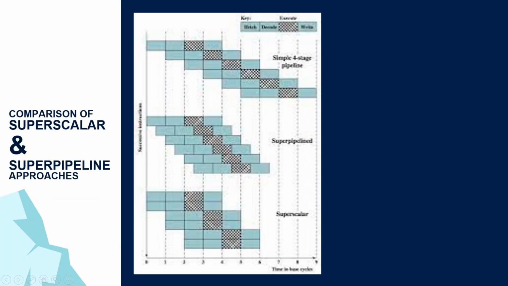Now we will discuss the comparison of superscalar and super pipelined approaches. As we see in the diagram, the first stage is superscalar, the second is super pipelined, and the last one is a simple four stage pipeline. Superscalar machines can issue several instructions per cycle, and super pipelined machines can issue only one instruction per cycle required for any operations.